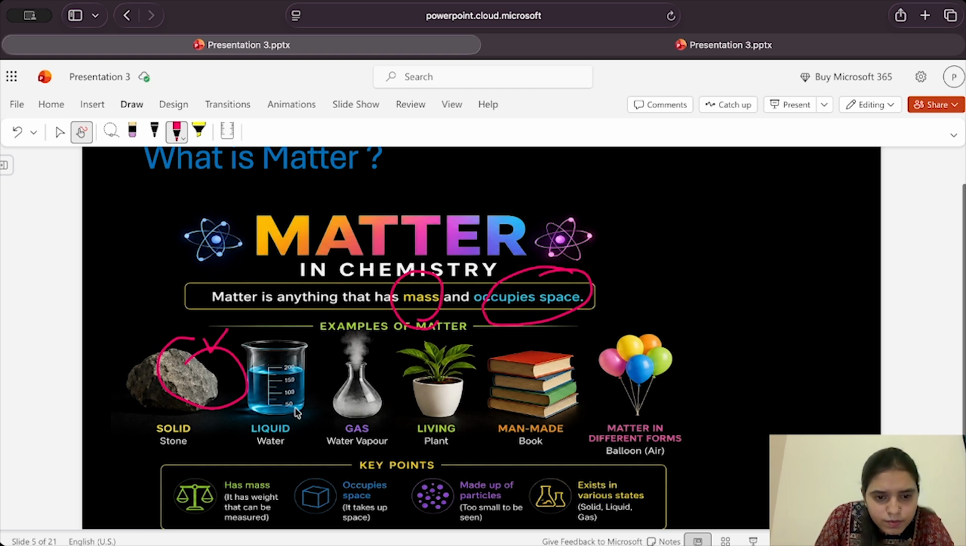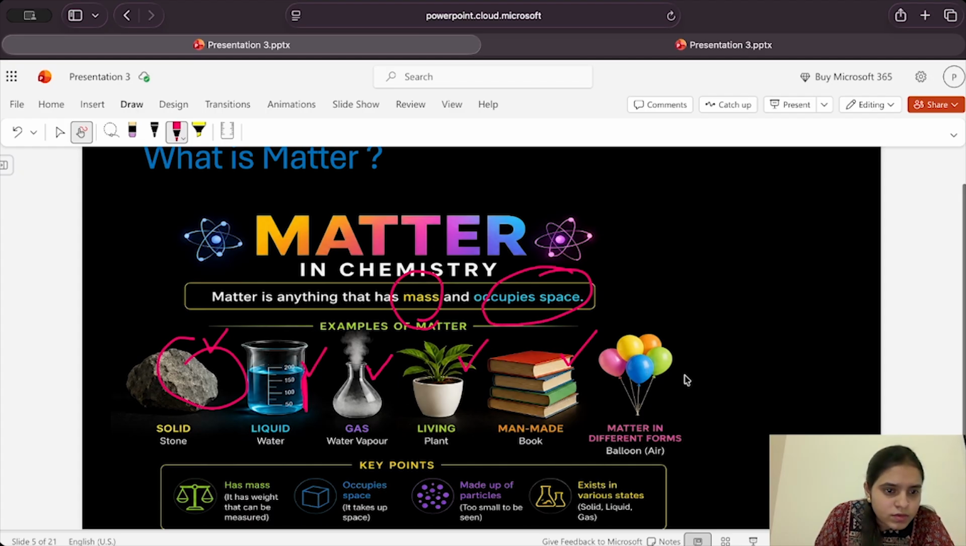What about the water? Water is filled up to 150 ml, right? So water has mass and occupies space. So it is also matter. Gas also has mass and occupies space. This is also matter. A living plant also has mass and occupies space, so it is called matter. A book is also matter. So now all of them have mass and occupy space, so they are matter.